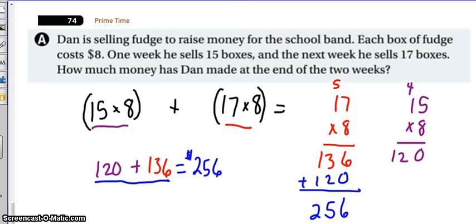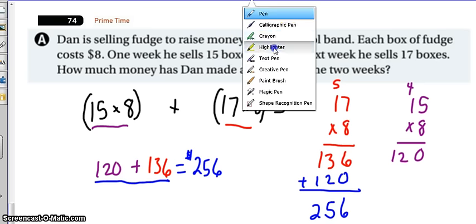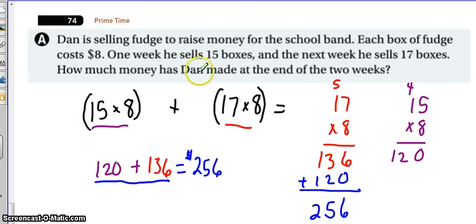So let's take a look at the problem real quick. Let's highlight a few of the key things that let me know that I needed to multiply and add. Okay, first off, I knew that multiplication was going to be done because it said each box of fudge was $8.